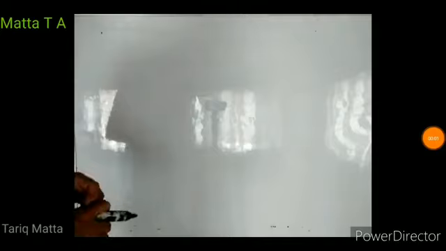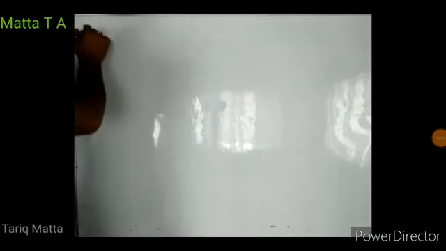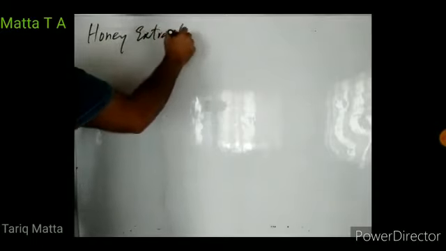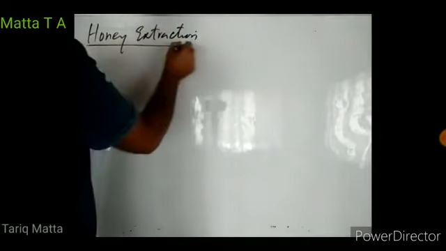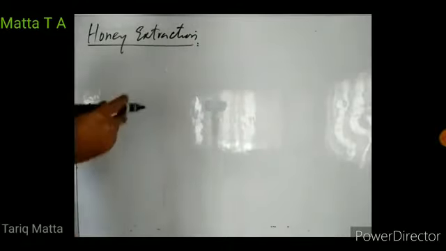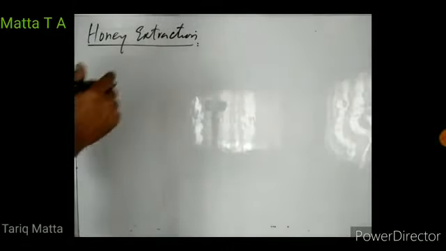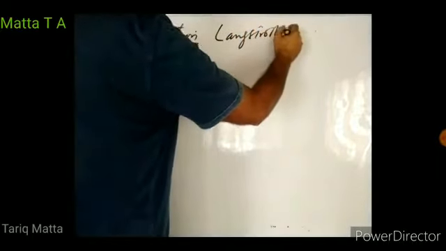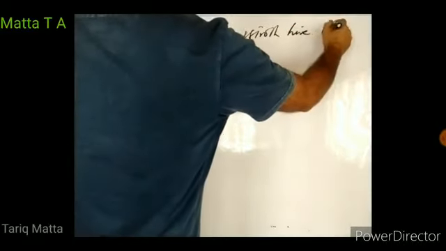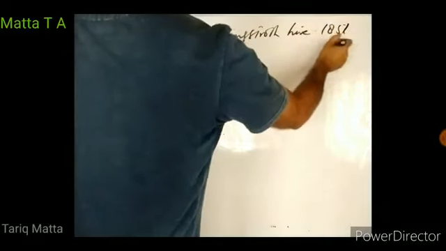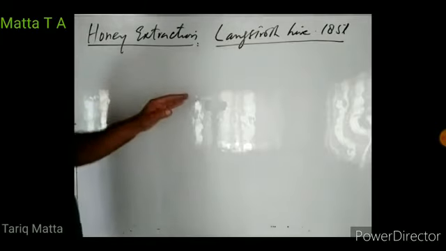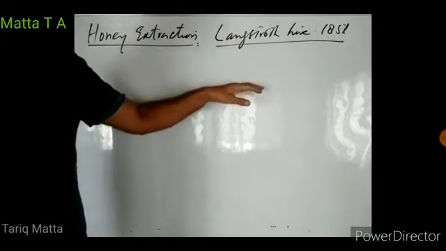Now we will see how honey is extracted. Honey extraction: how honey is extracted from a beehive. As we just discussed the construction of this Langstroth hive, it was developed by Langstroth in 1851. So in this Langstroth hive, we now have honey packed in the comb foundations of the super chamber.